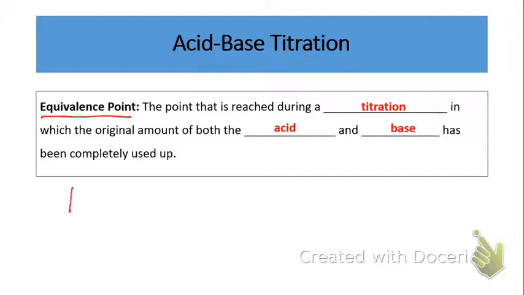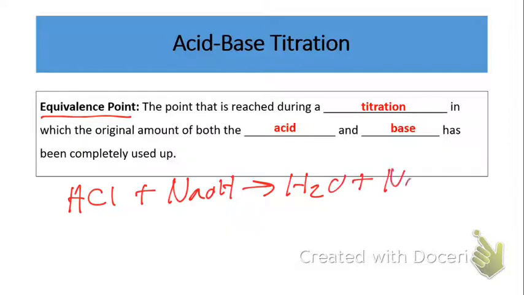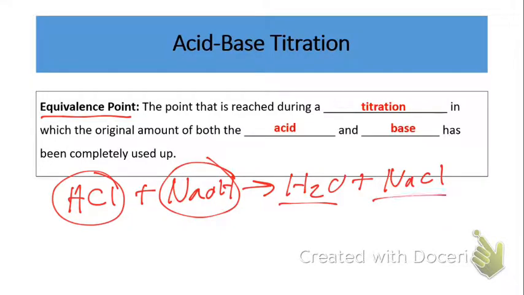So if you think about our strong acid, strong base neutralization reaction here with water and our salt, when the equivalence point is reached, it should be when all of the acid and all of the base has been completely used up. They're both going to be limiting at that point. So there should be nothing left of them, no excess of either the acid or the base. So the only thing that should be in our solution at the equivalence point is water and the salt.